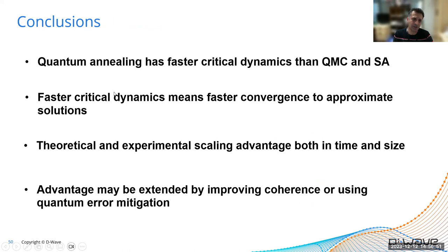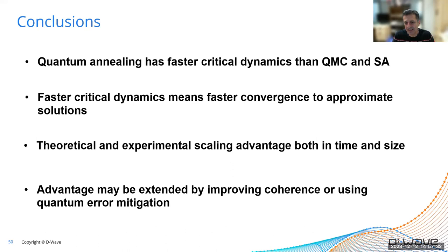I showed you that quantum annealing has faster critical dynamics than both quantum Monte Carlo and simulated annealing. These are the annealing algorithms that do something similar to D-Wave. And this faster dynamics is obvious just by looking at the Kibble-Zurek exponent. I showed that faster dynamics also means faster convergence to approximate solutions. So this has direct relevance to quantum optimization. And both theory and experiments support this scaling advantage.